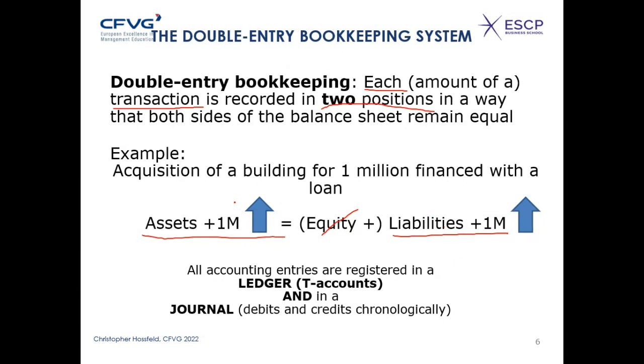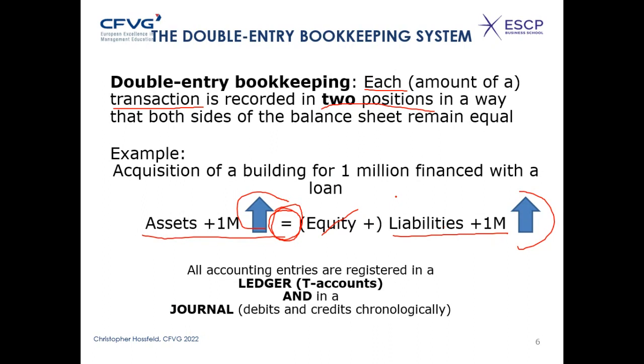That means both sides of the balance sheet increase for the same amount. And that means before and obviously after this transaction, my balance sheet is and remains balanced. And this is double entry bookkeeping. One transaction, one amount, but the amount appears twice in two items of the balance sheet in a way that the balance sheet remains balanced. So here, for example, we had a transaction where both sides of the balance sheet increase.